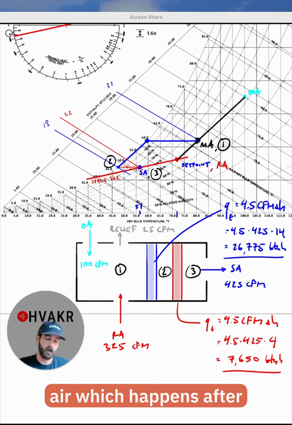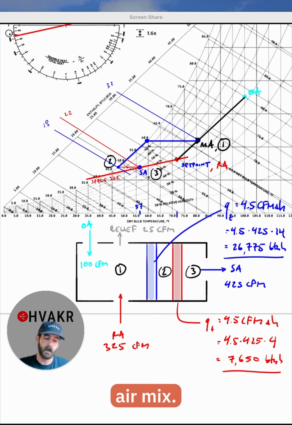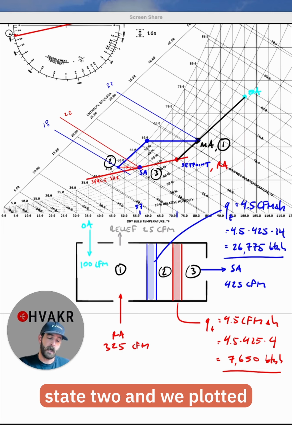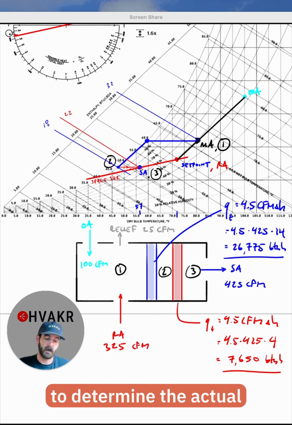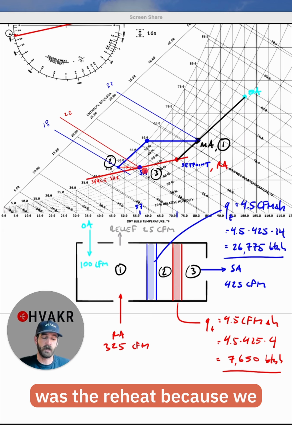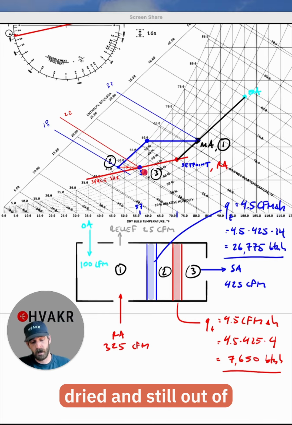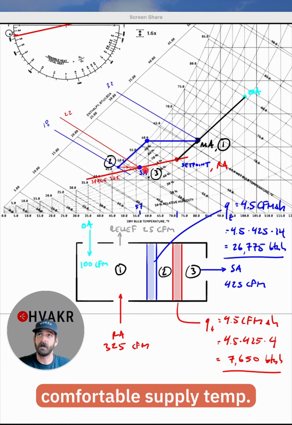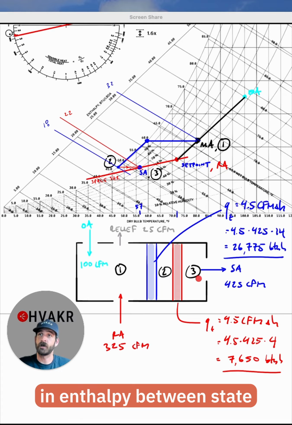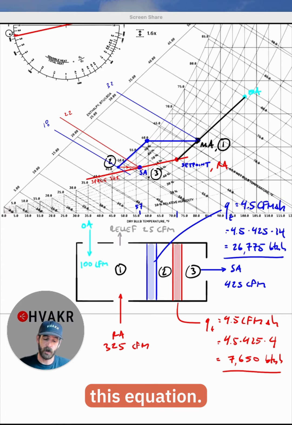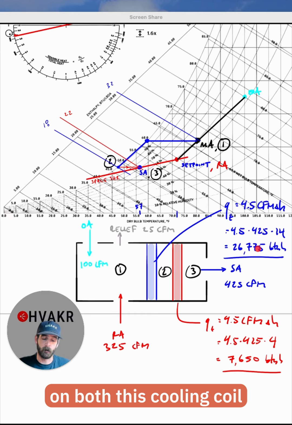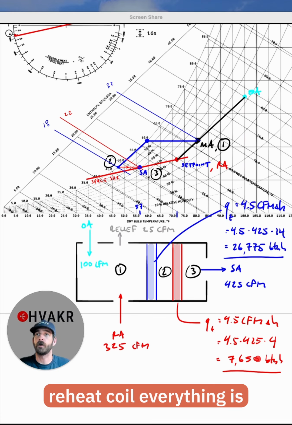We end up with these different states. State 1 is the mixed air, which happens after outside air and return air mix. We plotted that. Process number 2 is the cooling coil, which yields state 2. And we plotted that on the chart. We found the enthalpies to determine the actual total load on this coil to achieve this design. And then that last process was the reheat, because we wanted this to be dehumidified, dried, and still at a comfortable supply temp. That is the same process where we found the enthalpy for state 3. We take the change in enthalpy between state 2 and state 3 using this equation. We end up with all the psychrometrics we need for this process, and we've got the load on both this cooling coil and then also on this reheat coil.